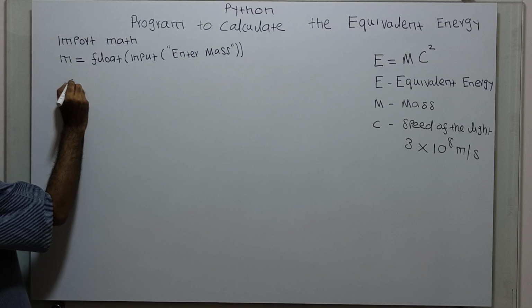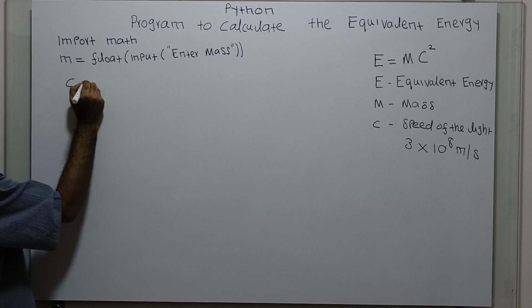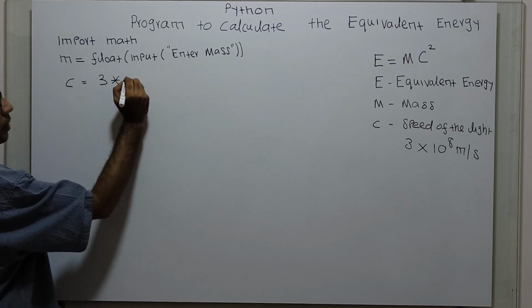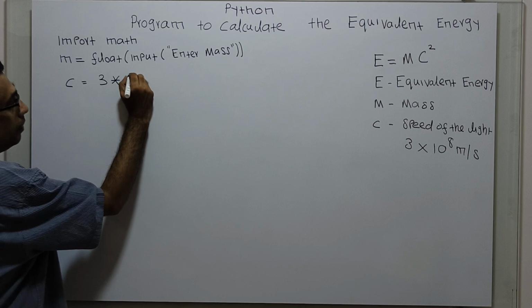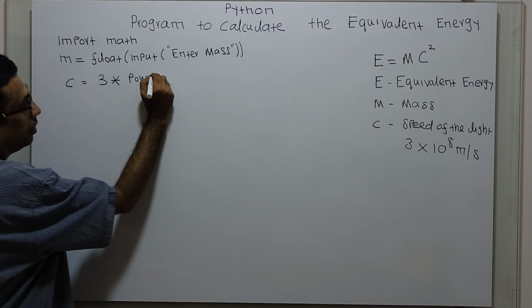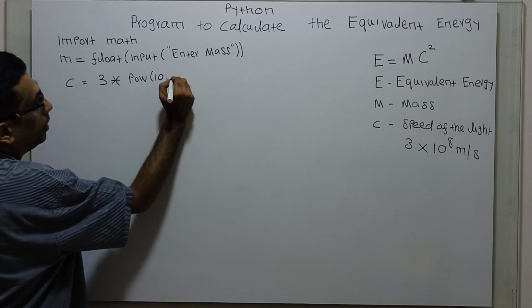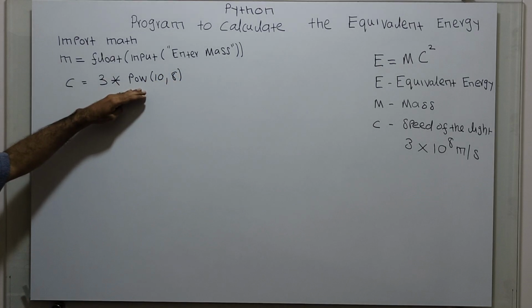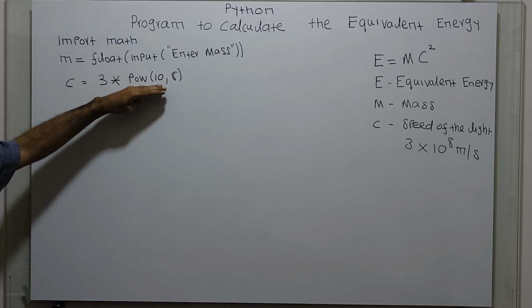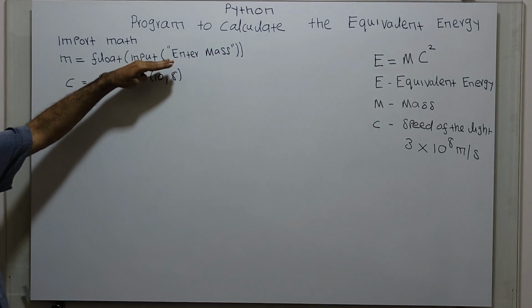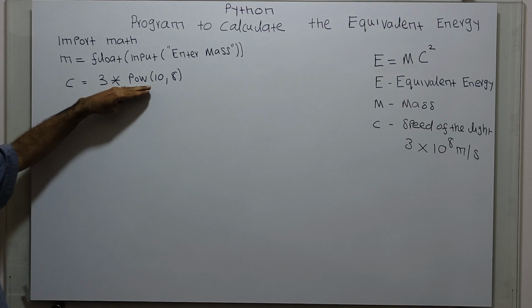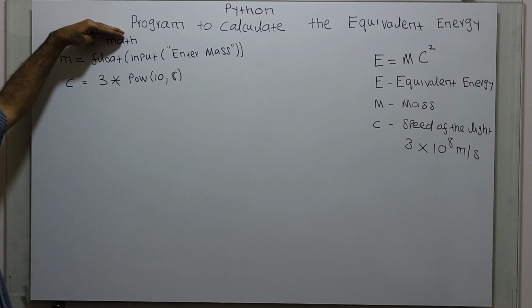Next, I am calculating a value of c equal to 3 multiplied with pow of 10 comma 8. POW is the power function which will raise the first value to the power of the second value. Here 10 power 8 will get calculated. POW is a function which is available in the math module. That's why the math module got imported.